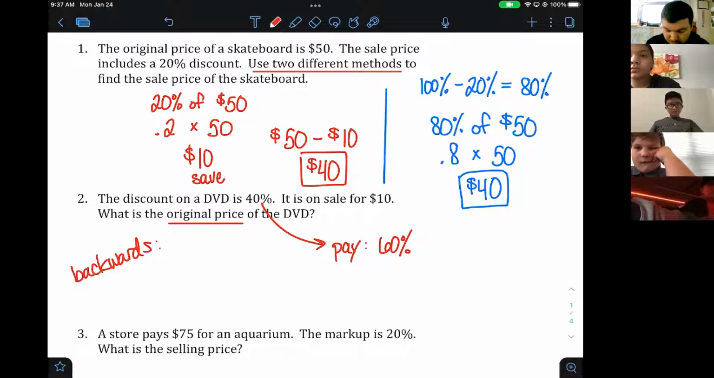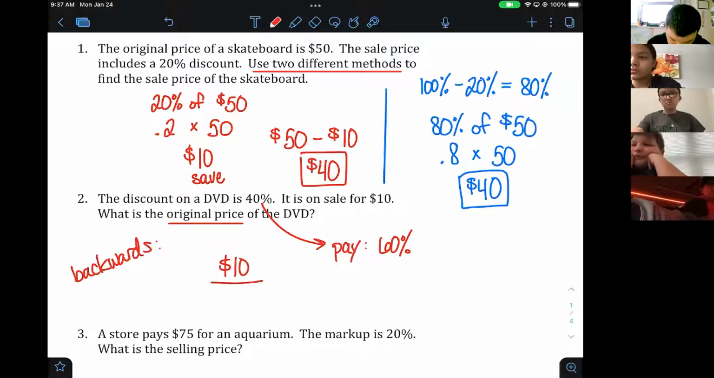So instead of doing like what we did in the shortcut, taking that percentage and then multiplying it to the price, we are going to take the percentage and divide it away from the price. So we're going to take $10 and divide it by 60%, which is 0.6.